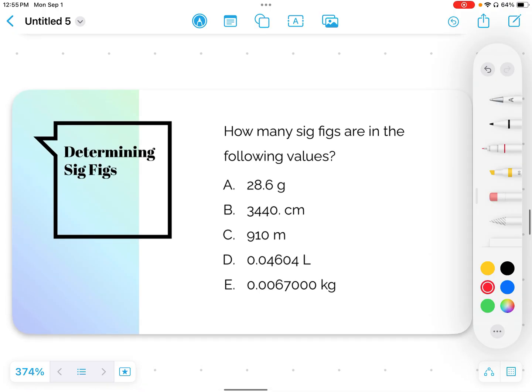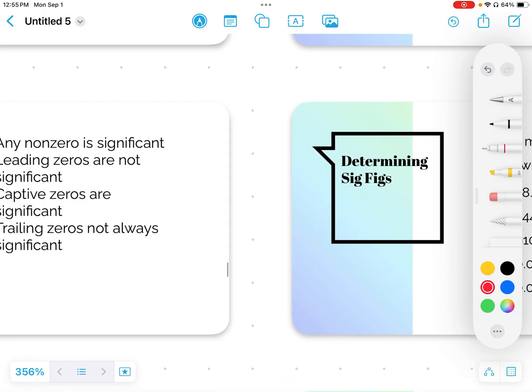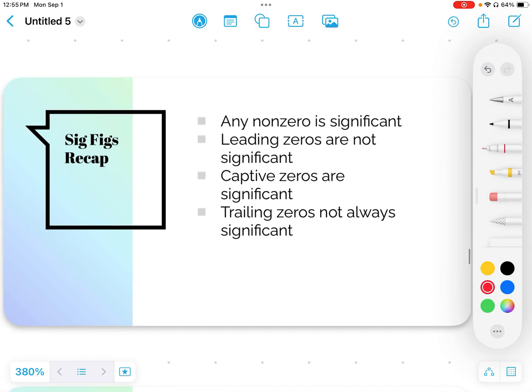All right, let's do some practice. So how many sig figs are in the following values? So if we're looking at A, it does not have any zeros in it. So that's telling me automatically, or wait, hold on, I skipped one. There we go, recap. I knew I was missing something.